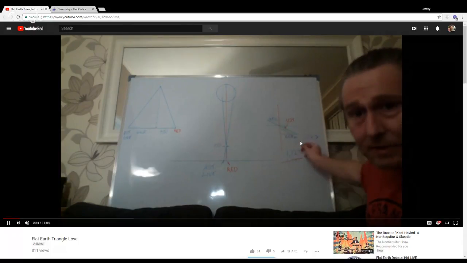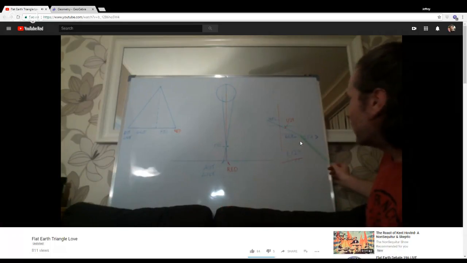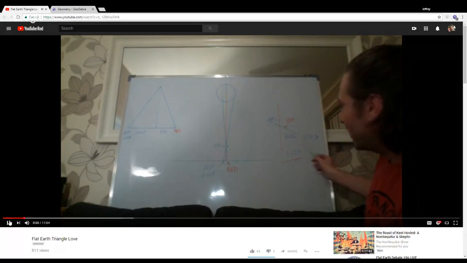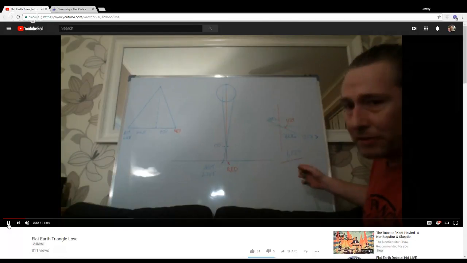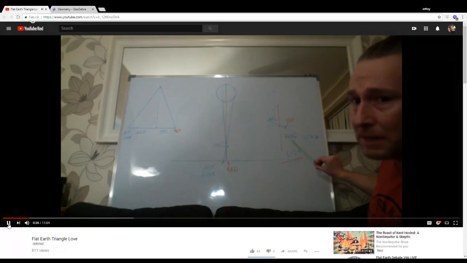This is slightly exaggerated for ease of interpretation. This was the location of Astronomy Live. This was the location of Red's Rhetoric. Between Astronomy Live and this center line was 668 meters.